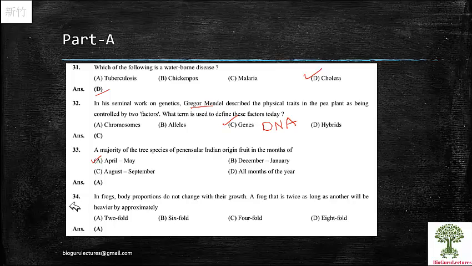And next is the 34th one. In frogs, body proportions do not change with their growth. A frog that is twice as long as another will be heavier by approximately two folds. I want you to imagine and apply this question by comparing two frogs, then you'll get to know the answer.